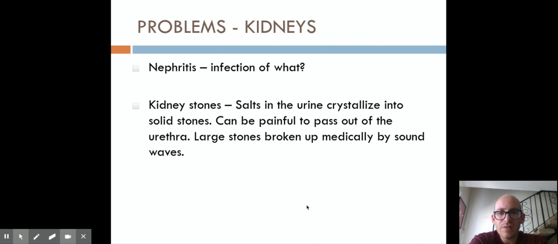So, you guys can imagine what that's like. Especially this is worse for the male because the male urethra is narrower than the female one, has a narrower exit. Okay, so if you had to pass a stone through that exit, it would not be very pleasant.